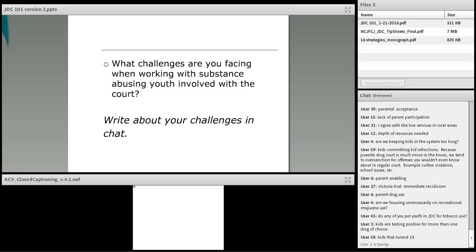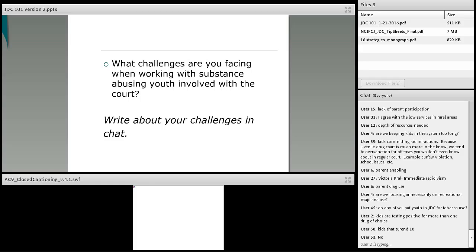And Colette's asking a question for the whole group. Do any of you put youth in the JDC for tobacco use? And Colette, I've never seen anybody use tobacco use as a reason to put folks into a juvenile drug court. We're going to talk about target population in a minute, but what we're really looking at are kids that are kind of high risk and high need, and tobacco use probably isn't usually an indication of both.